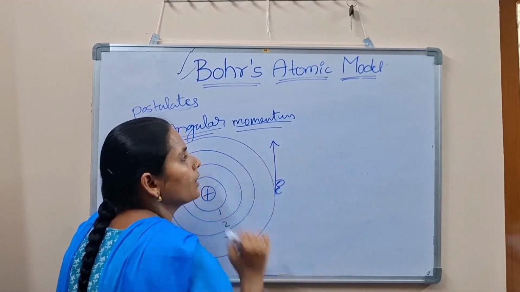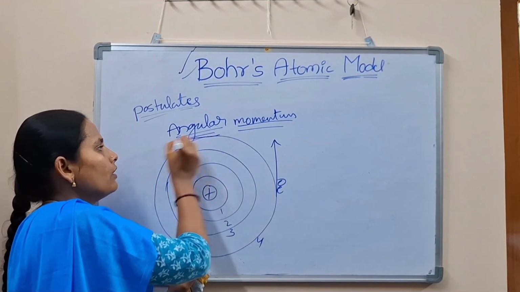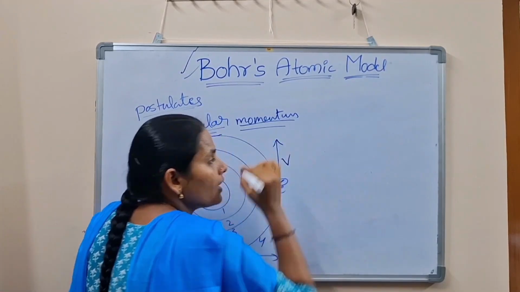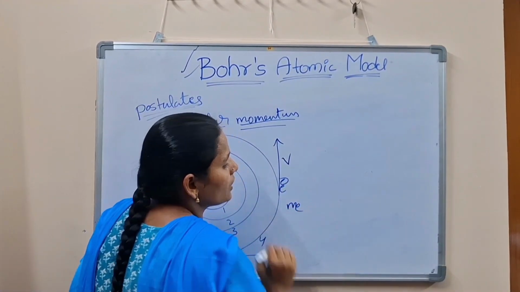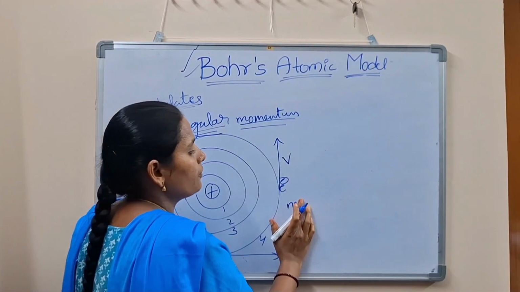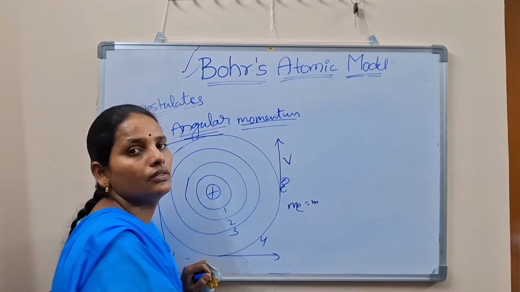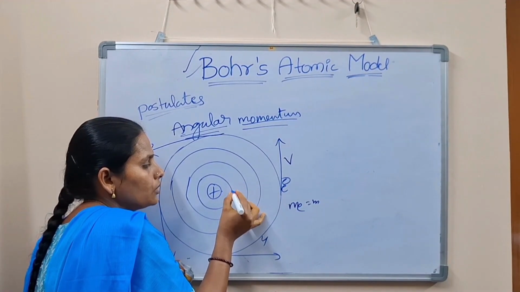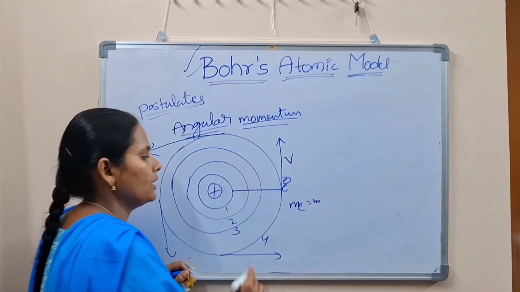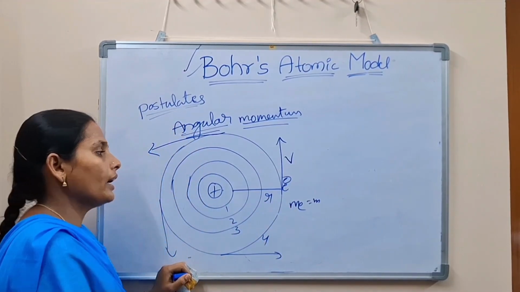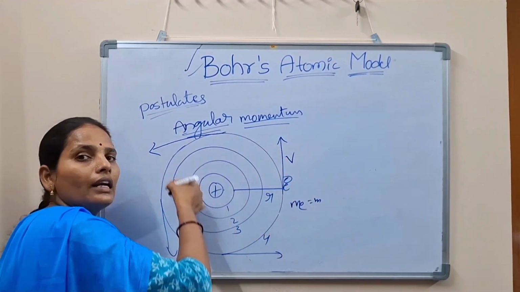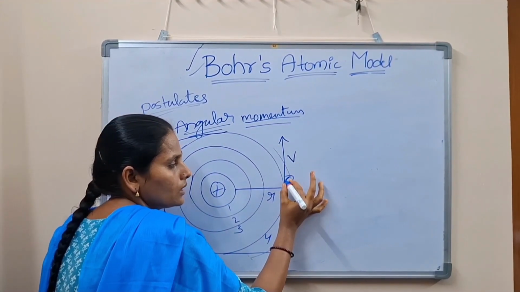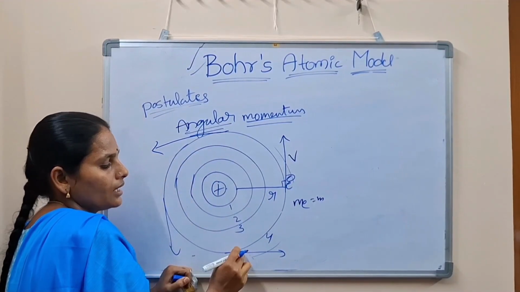In every shell, the electron is revolving around the nucleus with velocity v, and the mass of the electron is m. The distance between the nucleus and the electron is r. As the electron revolves continuously, it makes an angle, and here the angle is 90 degrees, here also 90 degrees, here also 90 degrees, and here also 90 degrees.